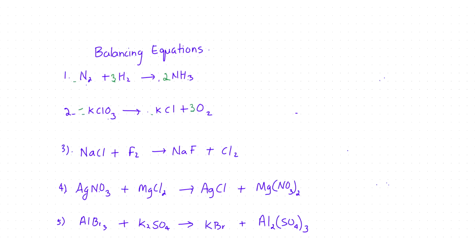Now we have 2 potassium. So this is a place here. So we write here 2 potassium and 2 chlorine. So 2 chlorine and 6 oxygens, 6 oxygens. So this equation is balanced.